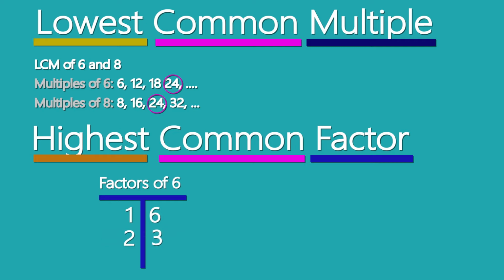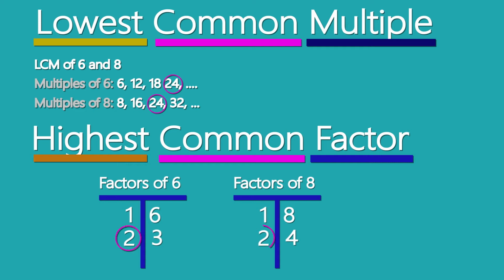Now for my factors of 8, I'm going to start with 1 because I always start at the bottom. 1 times 8 gives me 8. Next one up, I'm going to go with 2 because 8 is even, therefore it can be divided by 2. 2 times 4 gives me 8, so 4 is the other factor. I can now look through and identify any common factors. I can see that 1 and 2 are both factors of 6 and 8, and 2 is higher, so 2 is the highest common factor of 6 and 8.